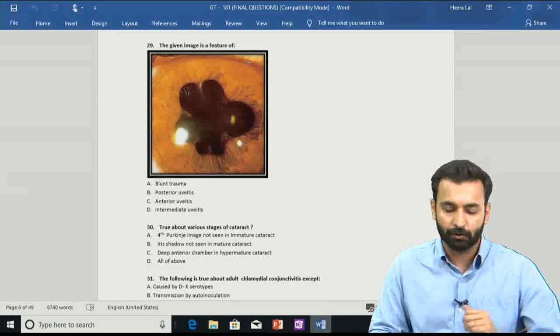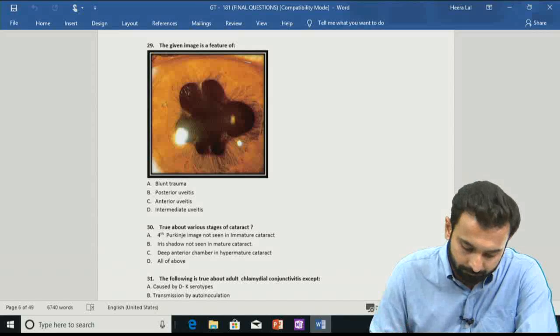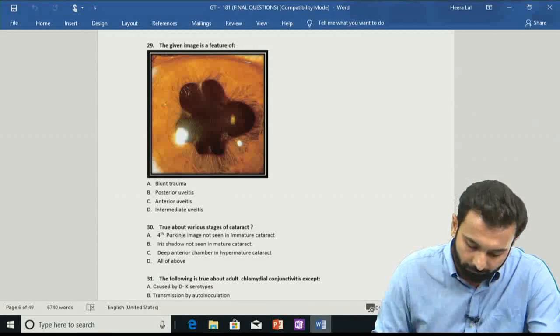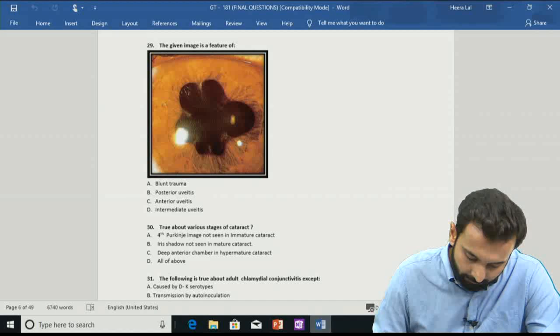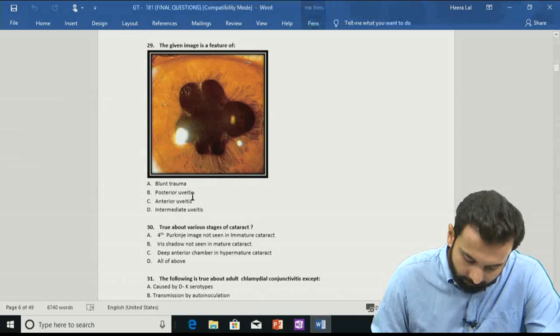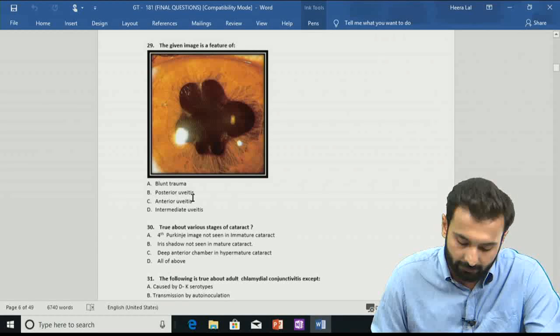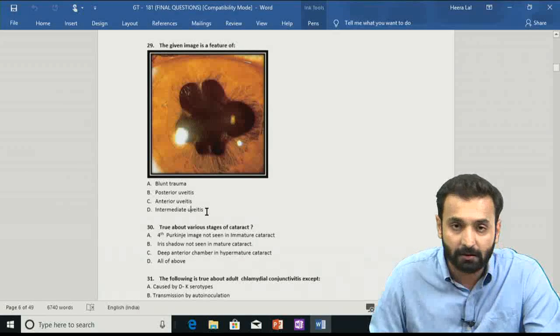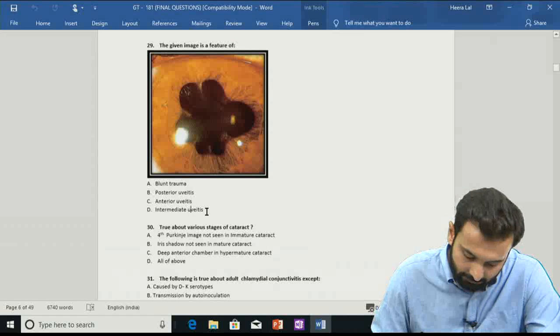So let's begin with question number 29 first. The question is, the given image is a feature of: the first option is blunt trauma, posterior uveitis, anterior uveitis, and D is intermediate uveitis. So the correct answer of this question is option number C, anterior uveitis.